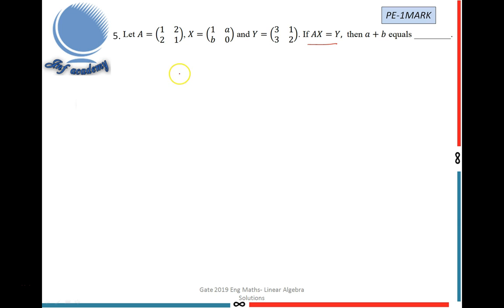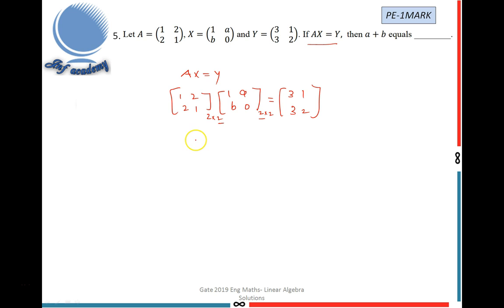Here given Ax equal to Y. So substitute A as 1 2 2 1, X equal to 1 A B 0 equal to Y. Y is 3 1 3 2. Multiply these two matrices. Is it possible? Yes, it is possible because these two numbers are equal: the columns in the first matrix and rows in the second matrix are equal. So you can multiply these two matrices.